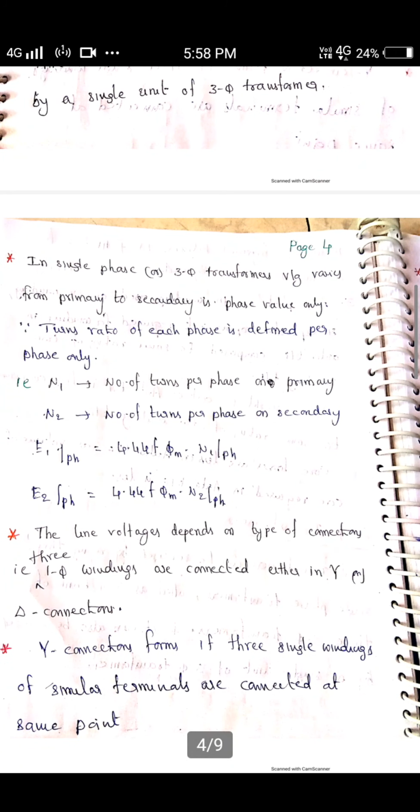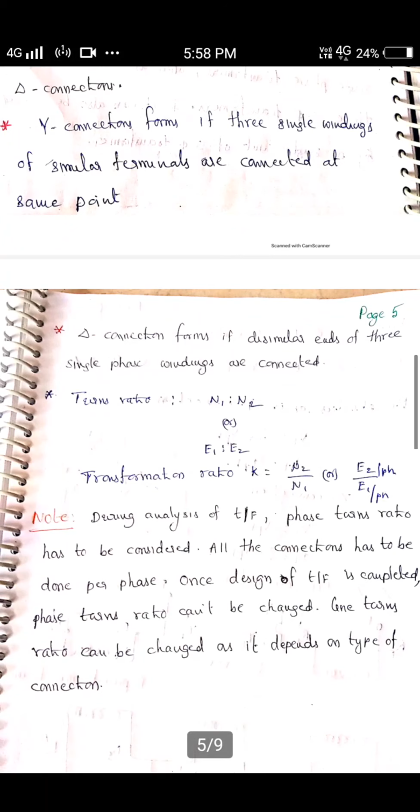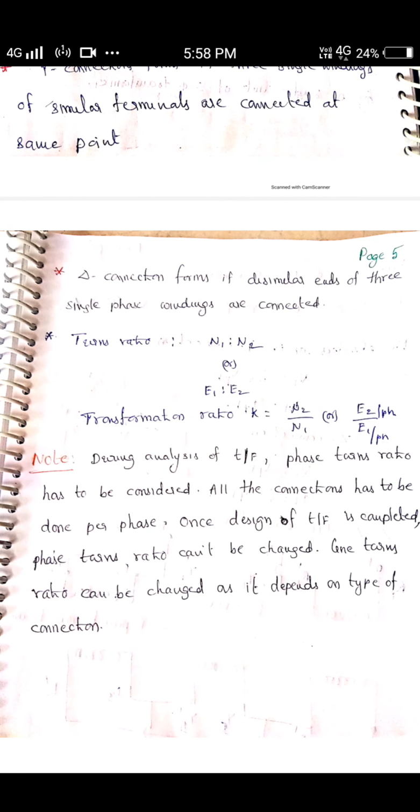Right. In the EMF equation, per phase only we always define voltage. For single phase or three phase, E1 is represented with N1, E2 represented per phase with N2, based on number of turns. And here line voltages depend on type of connection, but phase voltages are same. Just I gave definitions here for star connection and delta connection, and trans ratio N1 by N2 or E1 by E2, but transformation ratio is different. If your examiner gives a trans ratio as 1:2, it means 1 is N1, 2 is N2.